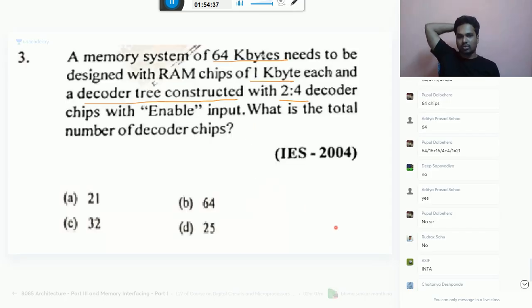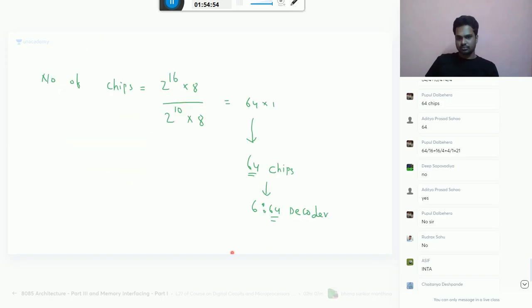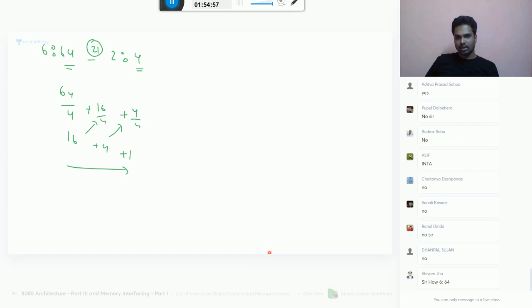But what is the decoder you are having? 2 by 4 only. So to get 6 by 64 using 2 by 4, divide 64 with 4, 16 by 4, 4 by 4, stop. This process we discussed in the digital logic earlier. So is it okay? Shall we move further?